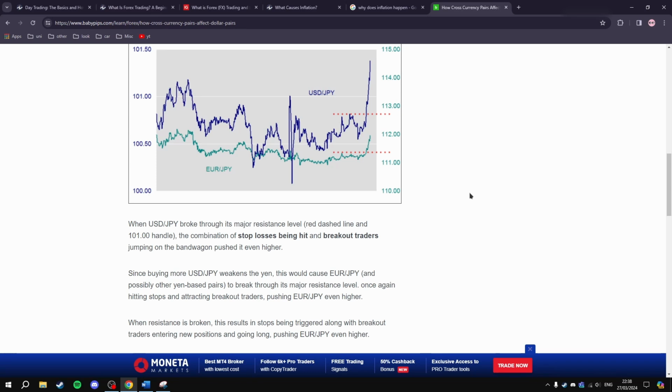Wait, why does weakening the yen break through its major resistance level? Once again, hitting stops and attracting breakout traders, pushing Euro JPY even higher. Wait, why does the yen weakening cause its cross pairs or yen-based pairs to break through the major resistance level? When resistance is broken, this results in stops being triggered, along with breakout traders entering new positions and going long, pushing Euro JPY even higher.